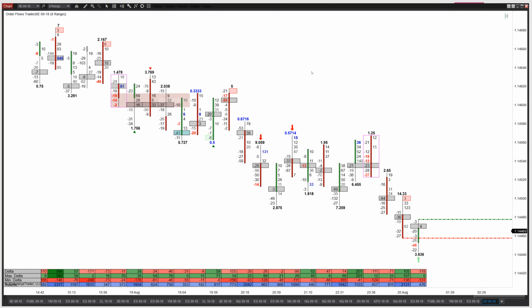So that's it. That's crude oil, that's euro currencies, that's e-minis. I think that's enough markets to convince you of the value of looking at a delta footprint. Hopefully you'll see the value in it.